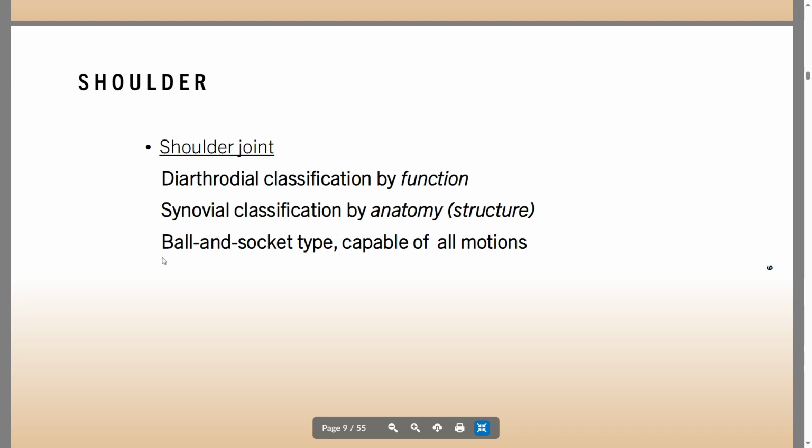That means that despite it having all of these ranges of motion, it also makes the joint a little inherently unstable. So because it can move in a bunch of different directions, it's easier to injure that joint. It's easier for it to dislocate, things like that.